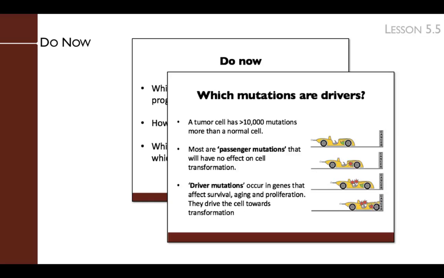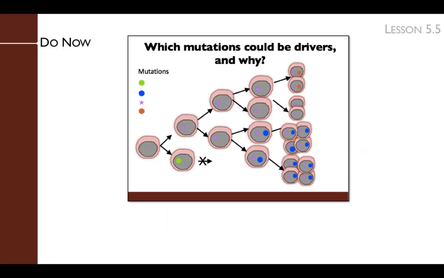So how do we distinguish driver mutations from passenger mutations? The green mutation is clearly not a driver mutation, because when it occurs, the cell dies. The blue mutation is a driver mutation, because it leads to the cell dividing into many more cells in just one generation. The orange mutation could be a driver mutation, but we cannot tell because we don't know what happens in the next generation. The pink mutation looks like a passenger mutation, but it could be a driver mutation if it affects cell survival or anti-aging.